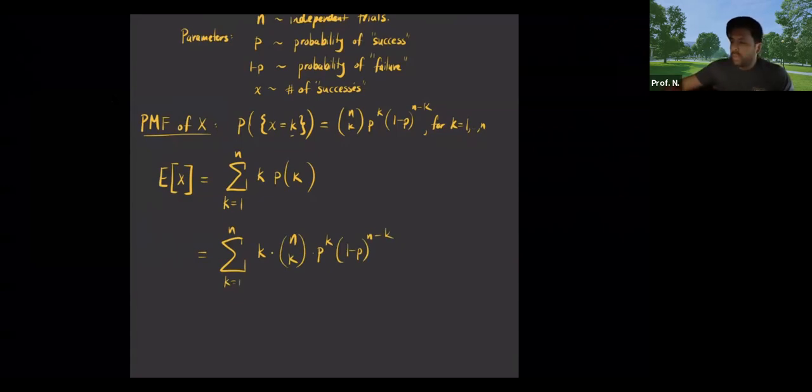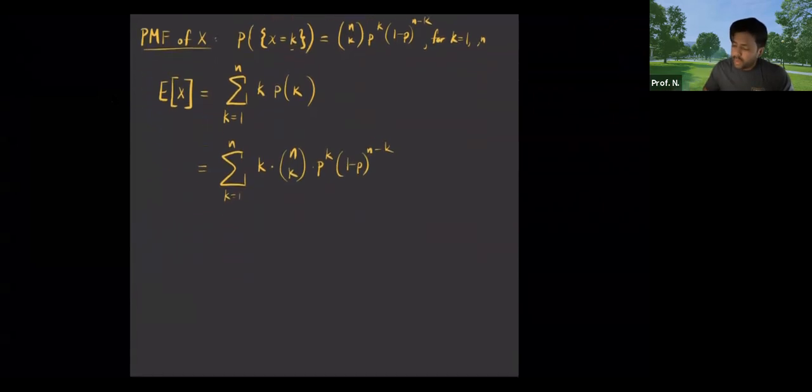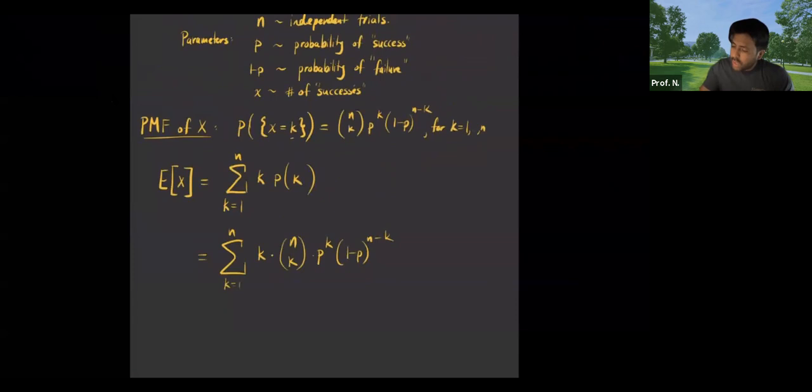So I'm just going to warn you guys, there's a bit more algebra coming up. Oh yeah, and k actually goes from 0 through n, not 1. Because you can have 0 successes, you can have 1 success, all the way to n successes. So be careful with that. So this should be a 0.